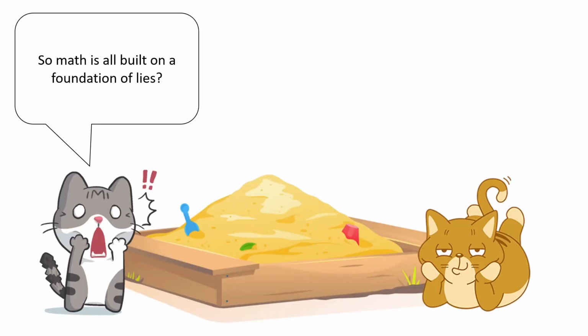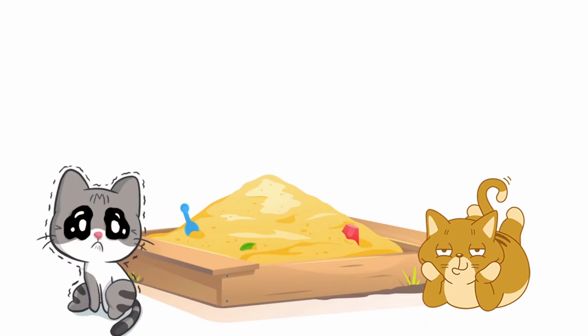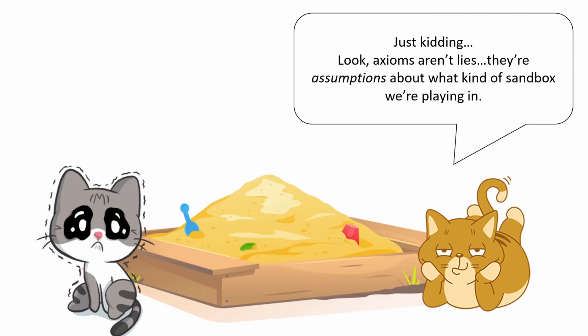So let's go back to our kitties here. So little gray kitty here is kind of freaking out and questioning whether math is all built on a foundation of lies. Well, yeah, I mean, not exactly, but kind of. So his friend is teasing him here. So axioms, they're not lies. I mean, you can't prove them, but they're not lies. They're assumptions about what kind of sandbox we're playing in.